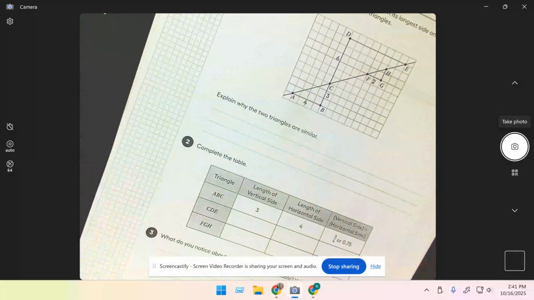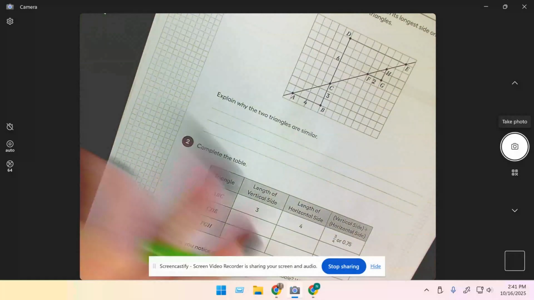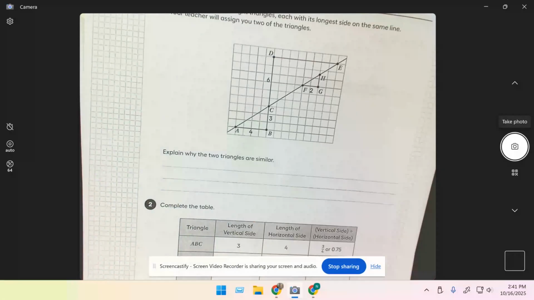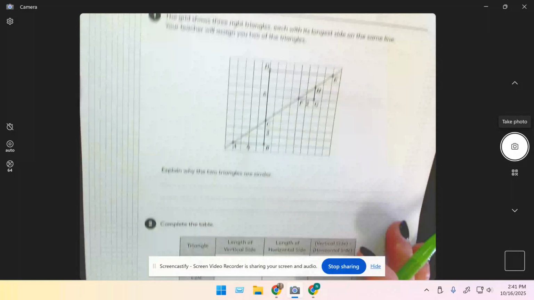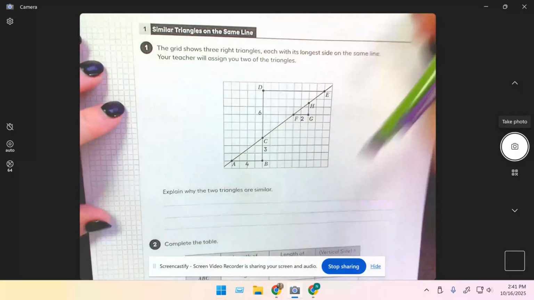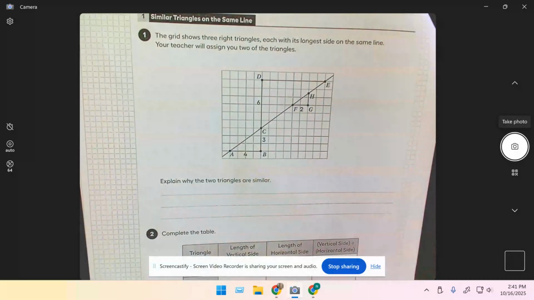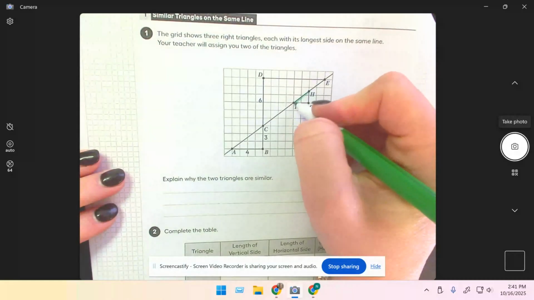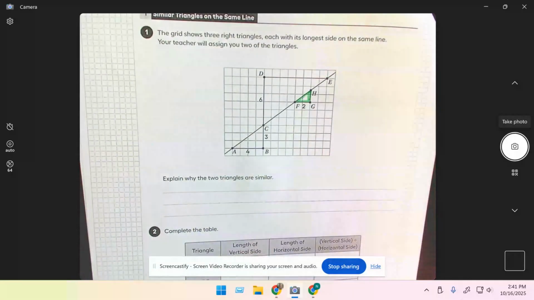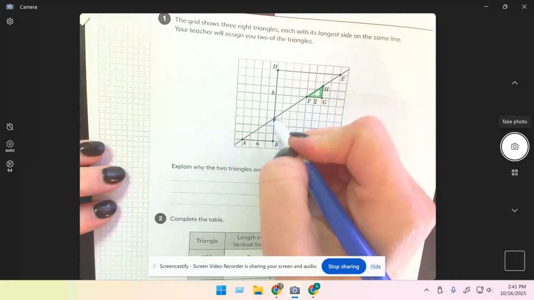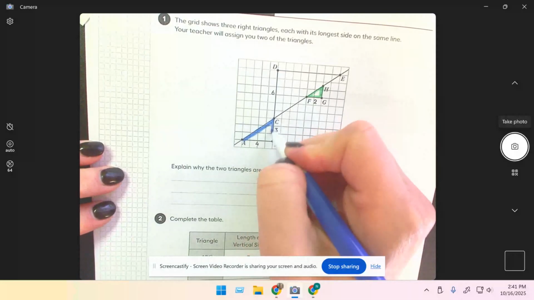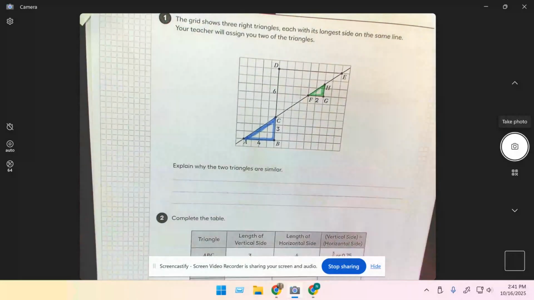All right, looking at activity 1. So everyone take a look at activity 1. Sorry about that. We have 3 triangles here, and do you notice how they all share an edge? I'm just going to use 3 different colors to talk about these triangles just to make it a little easier. So I have a green triangle, I have a blue, and then I have a red triangle.